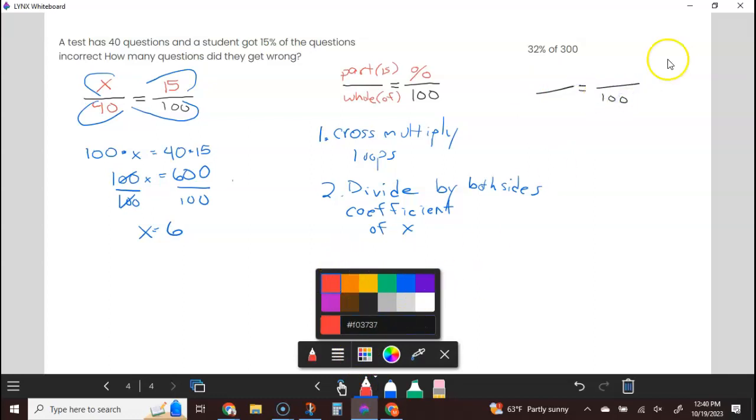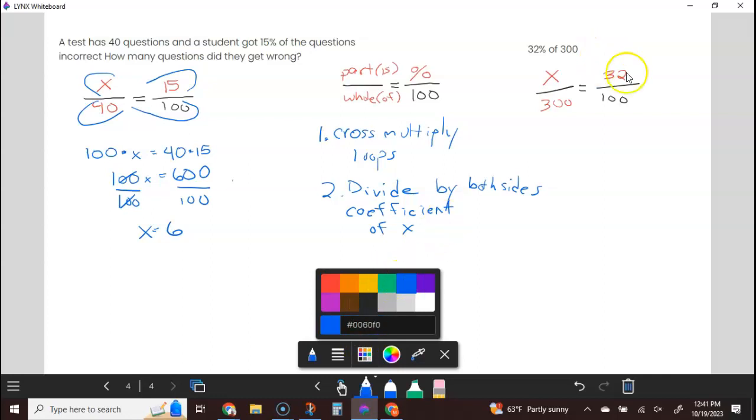And I'm going to ask myself, do I know the percent? I do. 32%. And it says of 300, so that's my "of" word. Sometimes it might say "what is", in that case that is indicating that the "is" part is the unknown. And I'm going to set up and solve this one the same way.